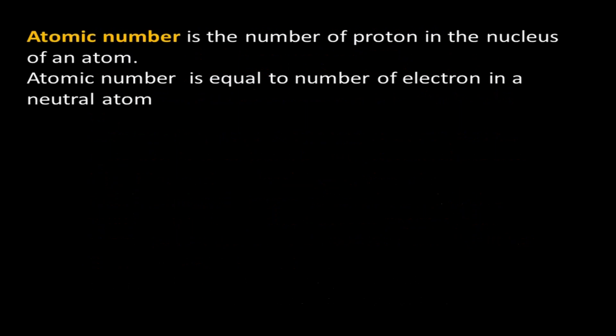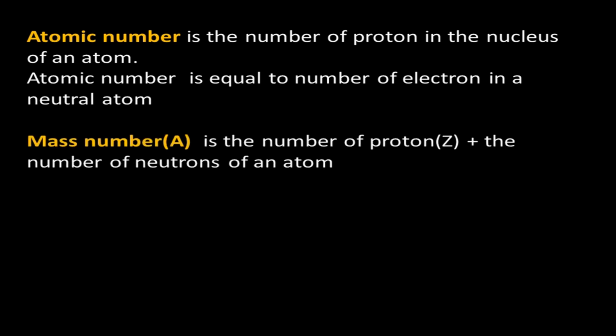Atomic number. Atomic number is defined as number of protons in the nucleus of an atom. Atomic number is also equal to the number of electrons in a neutral atom. A neutral atom is an atom that neither gains nor loses electron. That is an atom without charge.